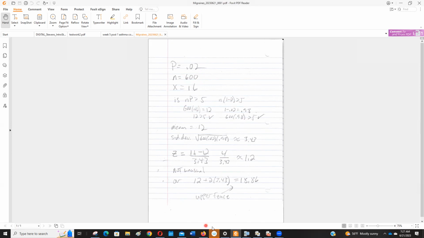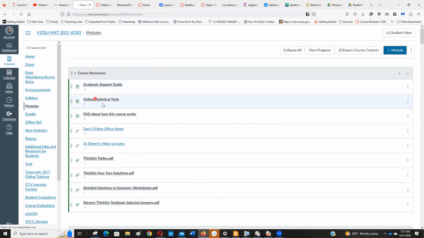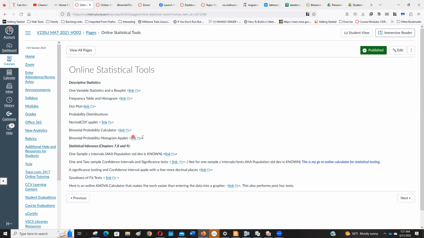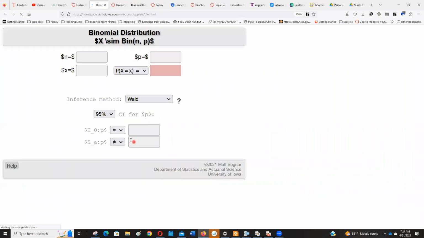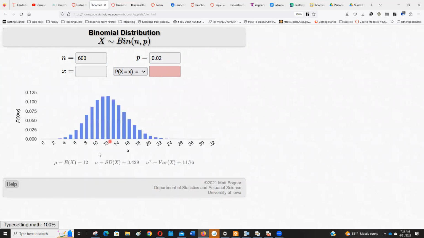Now, don't take my word for it. Let's go check out the online statistical tools in Canvas. I'm at modules, course resources, online statistical tools. And see this binomial probability histogram applet? This one has limited utility. It does work, and it does a lot for us, but I would just assume you didn't use this one. It's not as useful. And I'm seeing a symmetric distribution. I would dare say it's probably normal, but there are some other conditions for a normal distribution that we don't know about yet. Certainly symmetric. So since it's symmetric, we can use the mean and two standard deviation outlier tests.